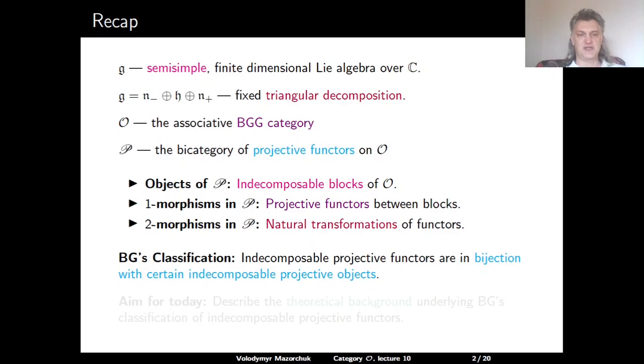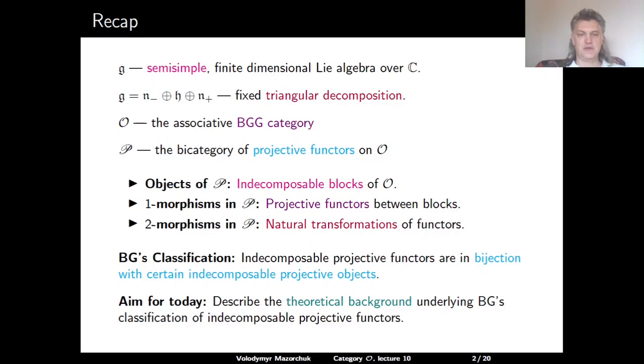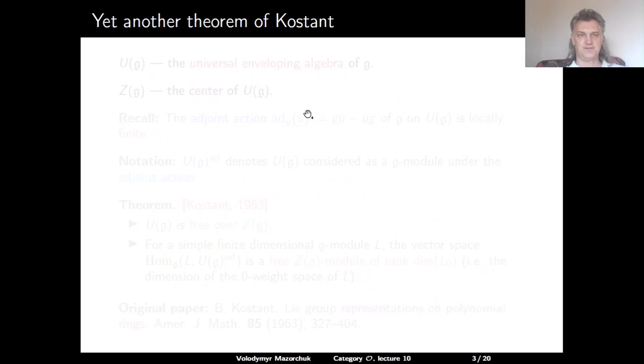In the previous lecture, we also saw a theorem by Bernstein and Gelfand, which classifies all indecomposable projective functors. It turns out that such functors are in bijection with certain indecomposable projective objects in O. And the aim for today's talk is to describe the theoretical background which underlies this classification result. So to start with, we will talk about another theorem of Kostant.